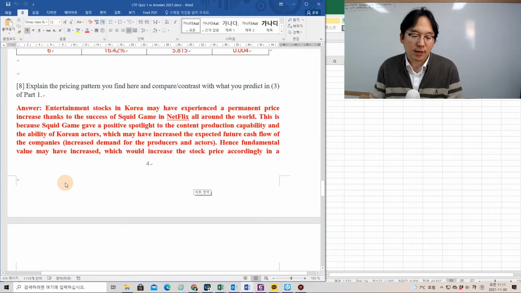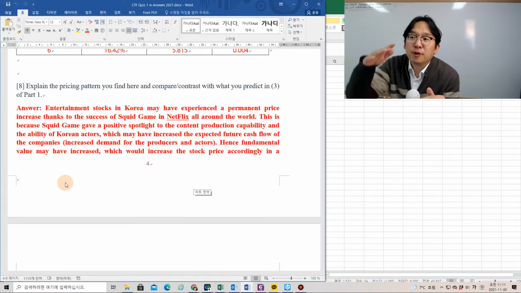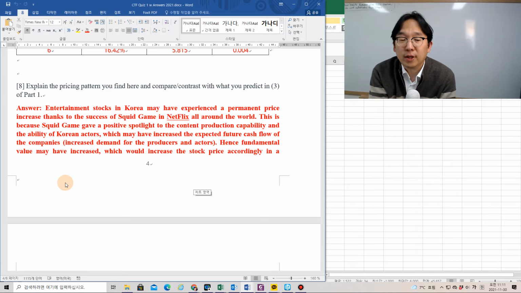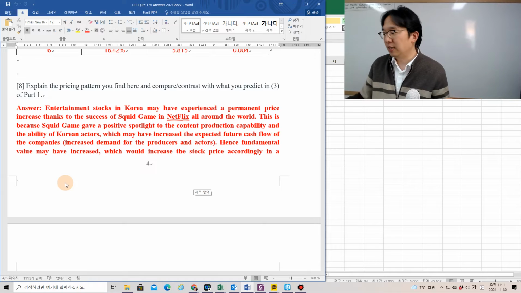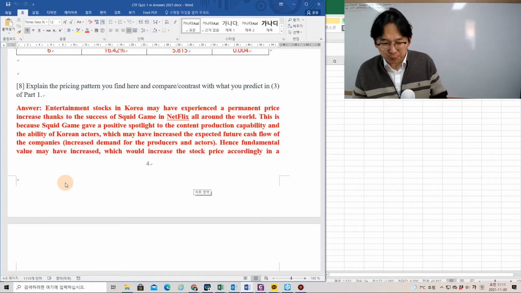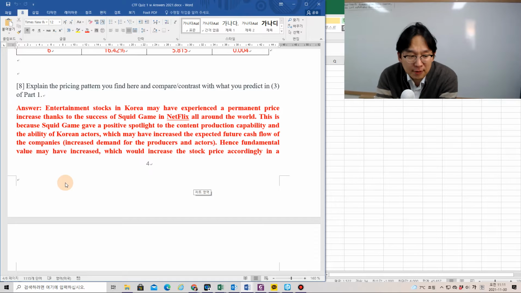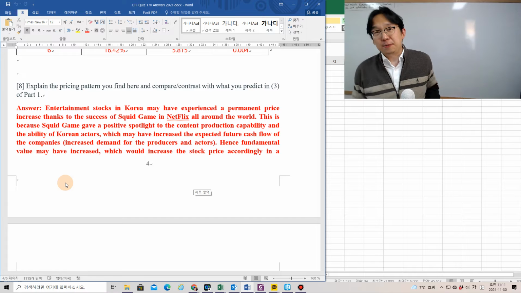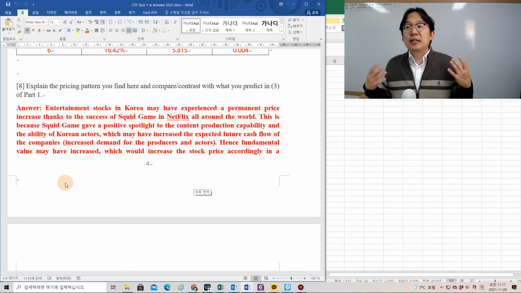Why? For Netflix, the prediction is that the price goes down. But this one, is it the same as Netflix? And the answer is no. The answer is no, right? Why?